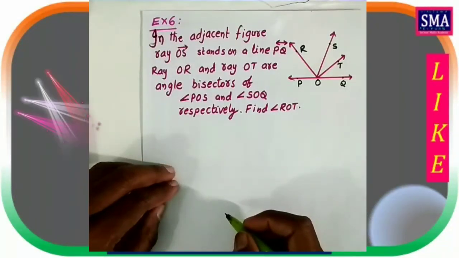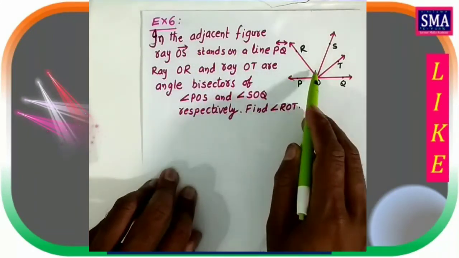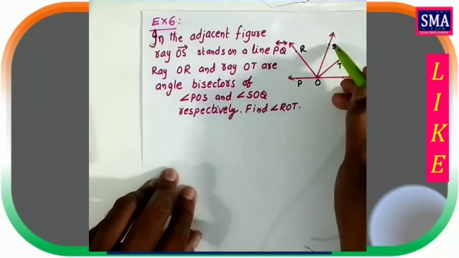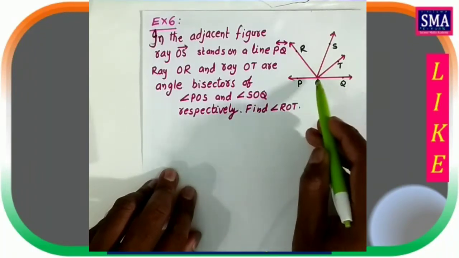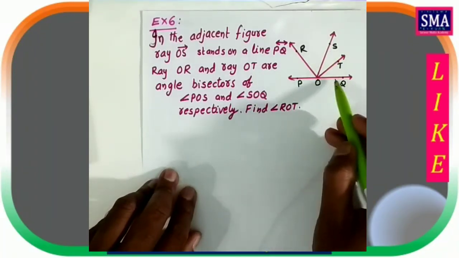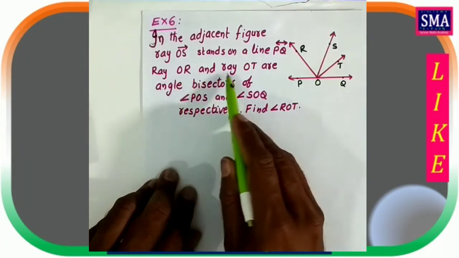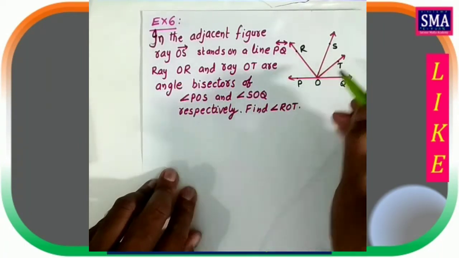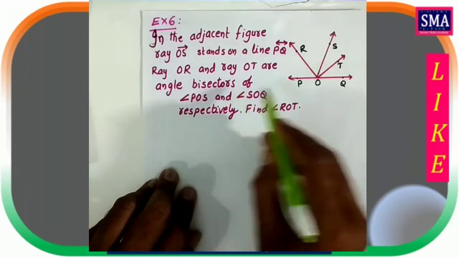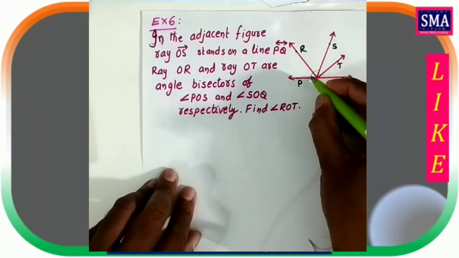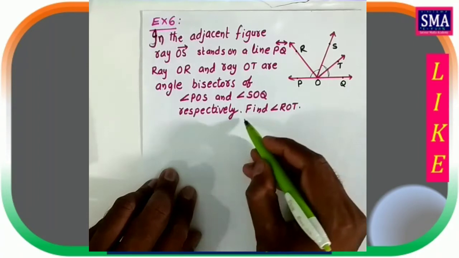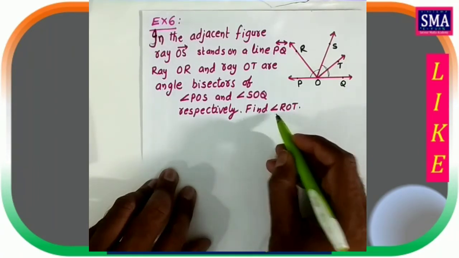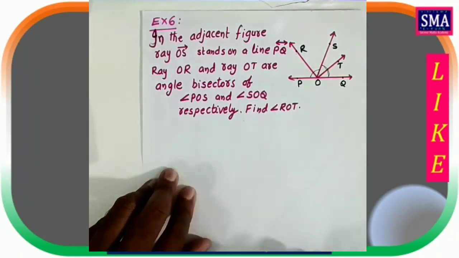Next problem, example 6. In the adjacent figure, ray OS stands on a line PQ. PQ is a straight line. OS stands on PQ. Rays OR and OT are angle bisectors: OR is the bisector of angle POS, and OT is the bisector of angle SOQ, respectively. Find the value of angle ROT.